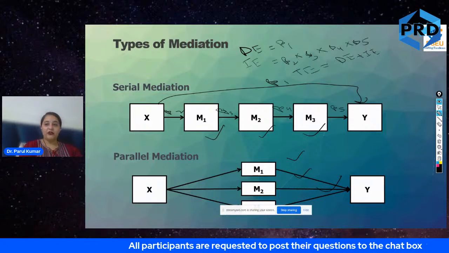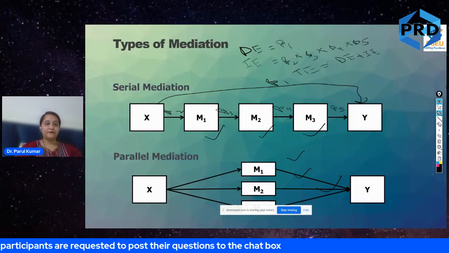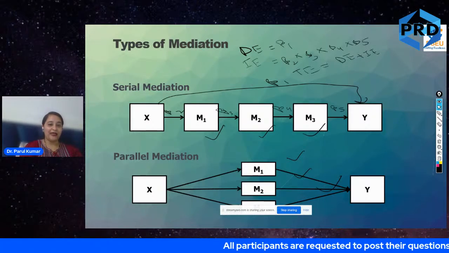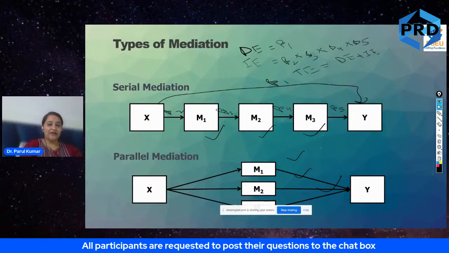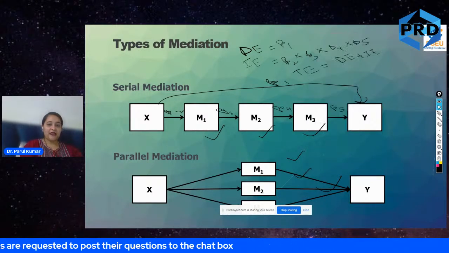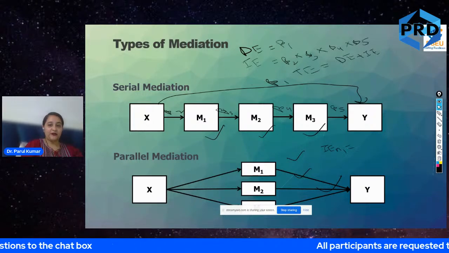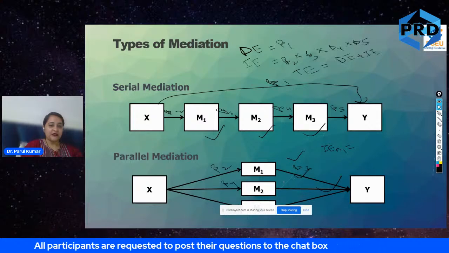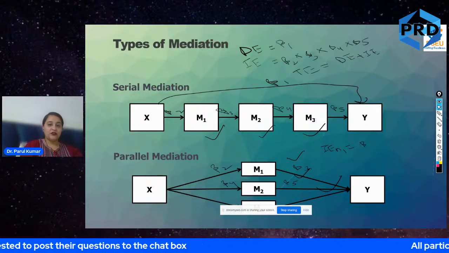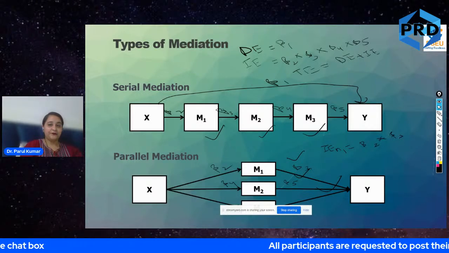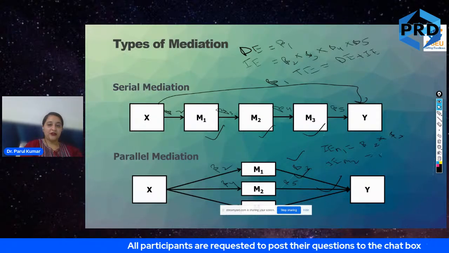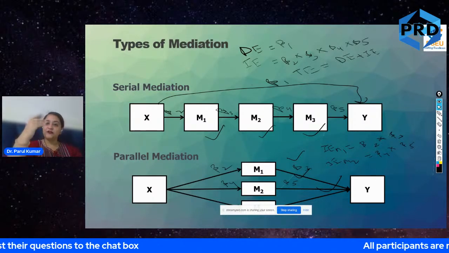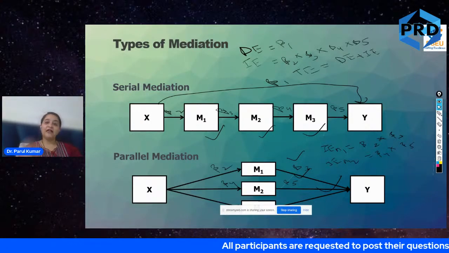Now when we are talking about parallel mediation, what will happen? In case of parallel mediation, you will have different indirect effects. The indirect effect we are talking about here is with respect to M1. If this is beta 2, beta 3, beta 4, beta 5, then through M1 it is beta 2 multiplied by beta 3. The indirect effect of M2 is beta 4 multiplied by beta 5. And likewise for M3. So we will have 3 indirect effects.